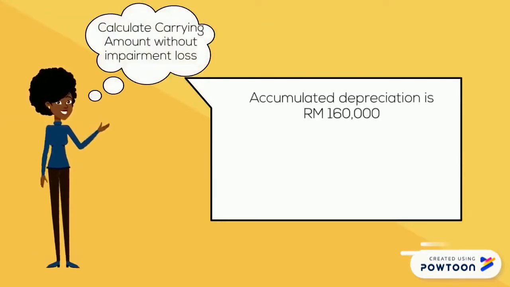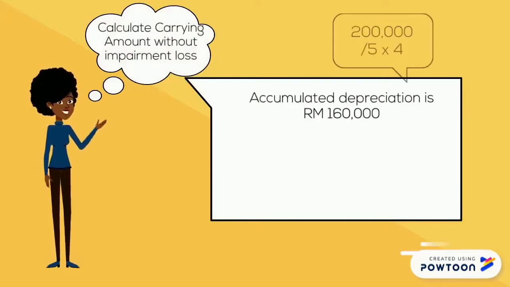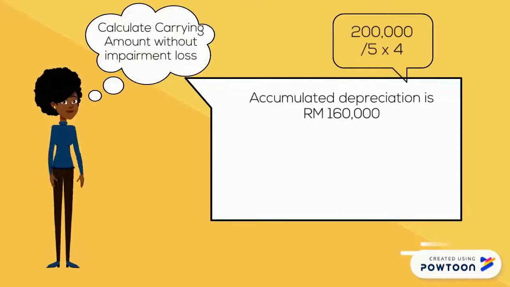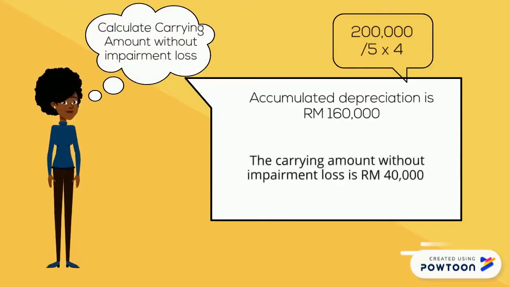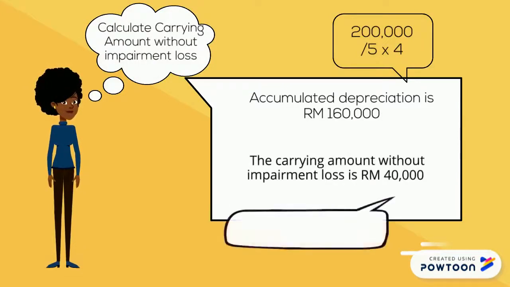Accumulated depreciation is 160,000, calculated as 200,000 divided by useful life of 5 years times 4 years use. The carrying amount is 40,000, calculated as 200,000 minus accumulated depreciation.